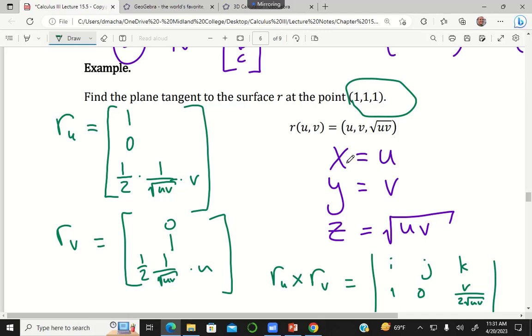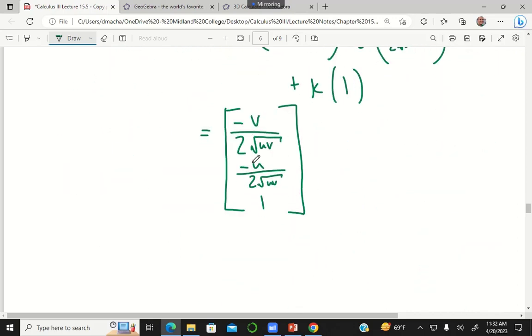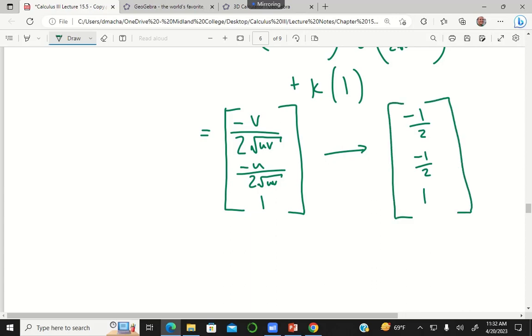But this tells me that x is equal to u, so that means u is 1. And y is equal to v, so that means v is 1. And so if I plug in u is 1 and v is 1, then this vector becomes negative 1 over 2, negative 1 over 2, 1. So that's going to be my normal vector to the surface at the point 1, 1, 1.